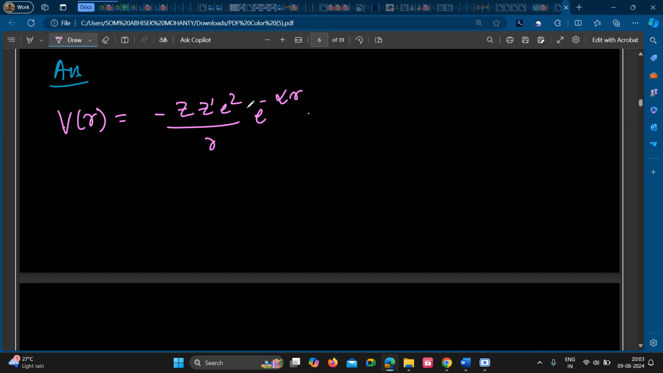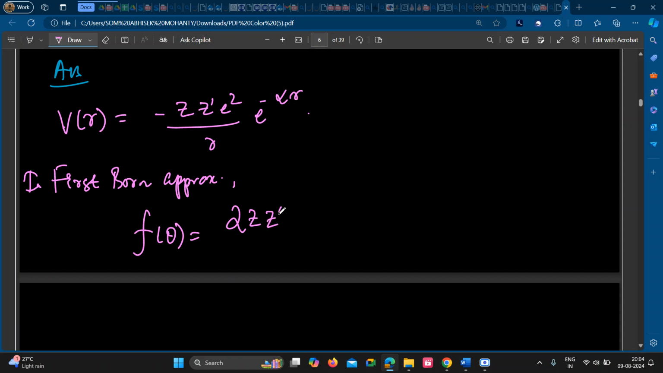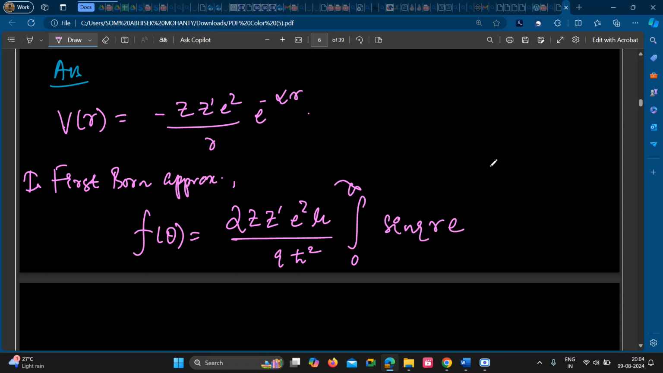Okay, so the thing is, there is this thing called the first Born approximation, if you have studied it in quantum mechanics. So scattering amplitude is given by f theta is equal to, what is the formula? 2 Z z dash e square mu by q h cut square, integration 0 to infinity sine qr e to the power minus alpha r dr. Okay, so this is the expression.